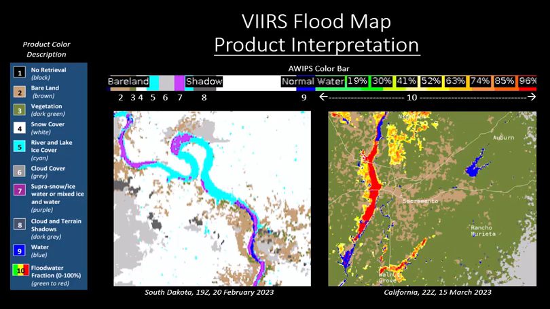Examples of remnant ice over the Missouri River in South Dakota, left, and inundation observed in Central California, right, can be seen with the corresponding AWIPS color bar. Note, users can sample the data in AWIPS, which will help indicate what each color represents.